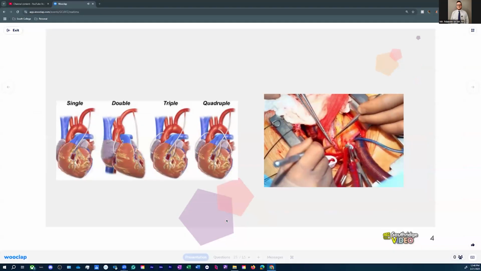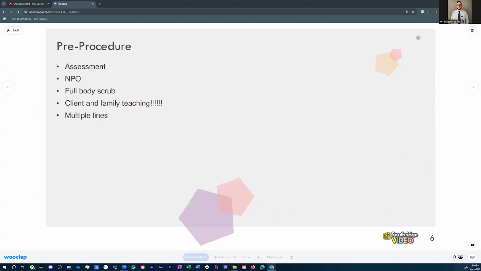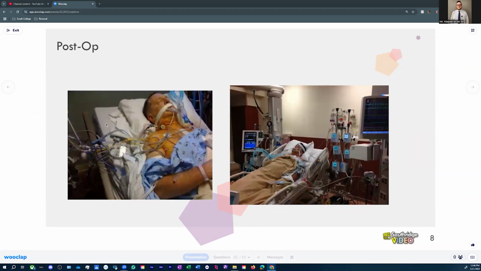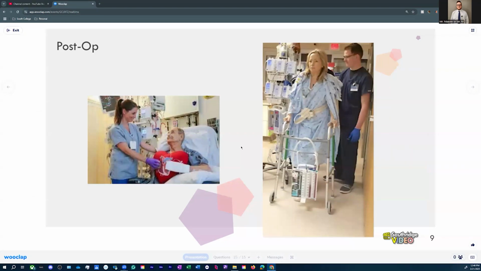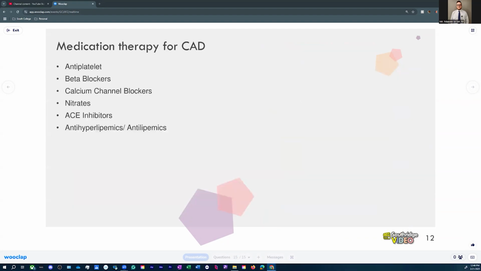So CABG, big deal. Again, coronary artery bypass surgery, big deal. Chest being opened, maybe on a bypass machine. Again, this is kind of reiterating some of the stuff from the other chapter, but just giving you the videos for it. Post-op, again, connected to a lot of tubes. Ambulation and using the incentive spirometer is important. Infection control with the wounds that the patient may have is big. And then the medications are the same: antiplatelets, beta blockers, calcium channel blockers, nitroglycerin, maybe ACE inhibitors, similar.